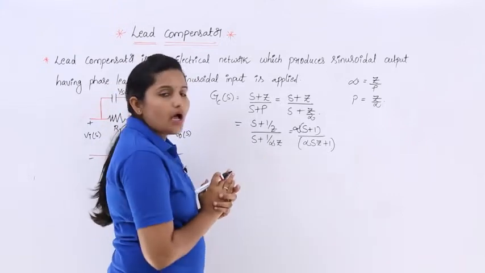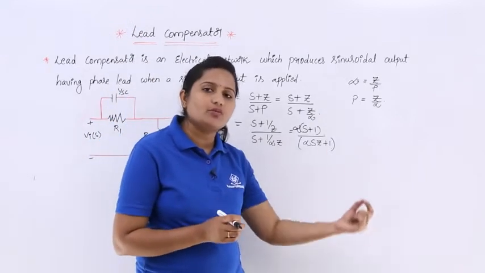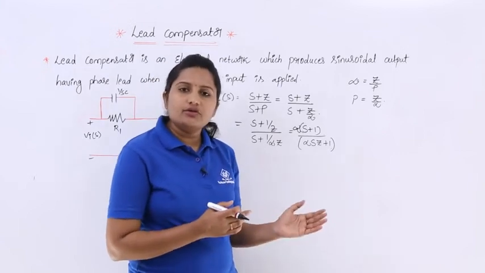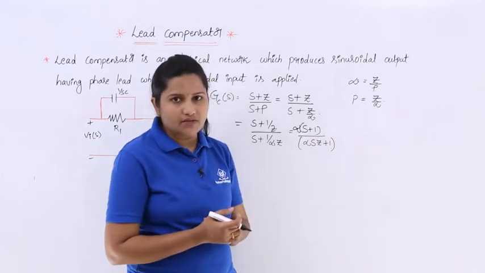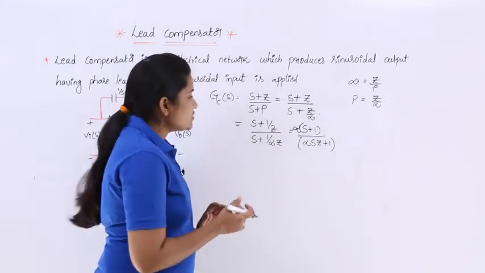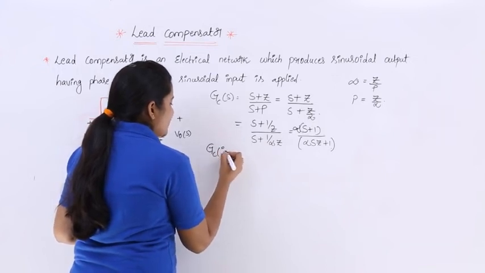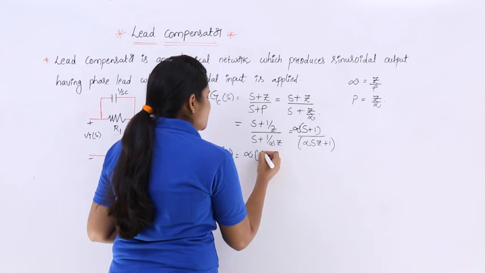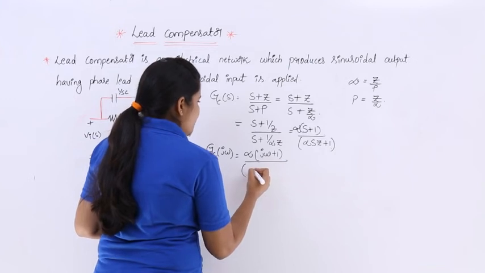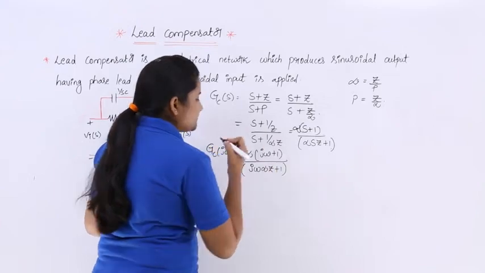Now I am going to consider j omega in place of s. Why? Because when you are considering the Bode plot, you need the phase of the transfer function and the magnitude of the transfer function. For that you need to consider this transfer function in the j omega domain. So Gc(j omega) is equivalent to alpha into (j omega z plus 1) divided by (j omega alpha z plus 1).